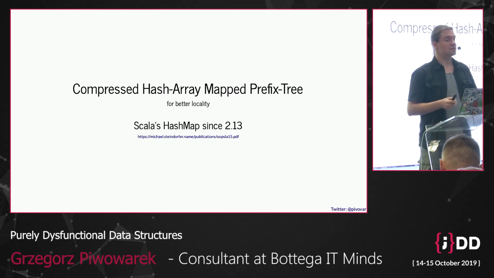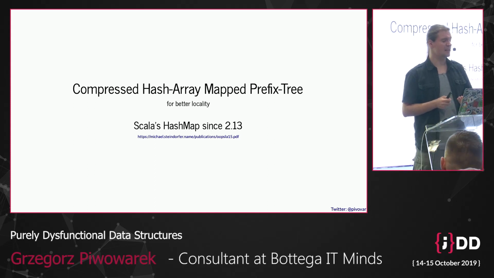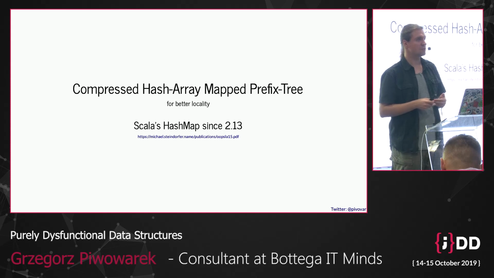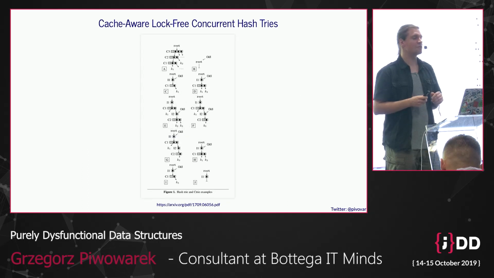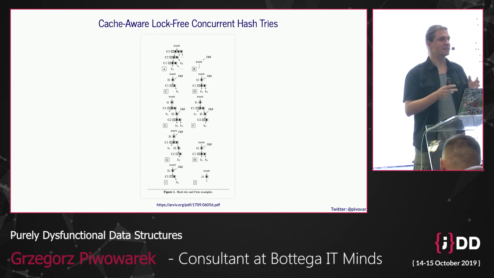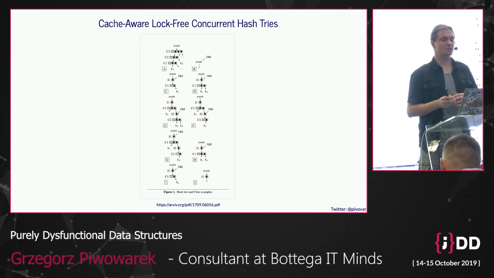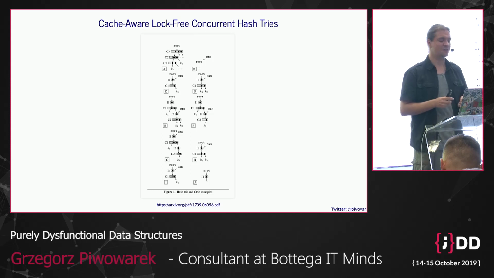There are various variations on the topic, and a new one was implemented in Scala pretty much a month ago, which is the compressed hash array mapped prefix tree. If you start digging deeper and deeper, you can find a lot of interesting white papers about concepts that are trying to make it both cache-aware and immutable, pretty much chasing all of those nice qualities that we would get from our standard mutable and concurrent-friendly data structures.